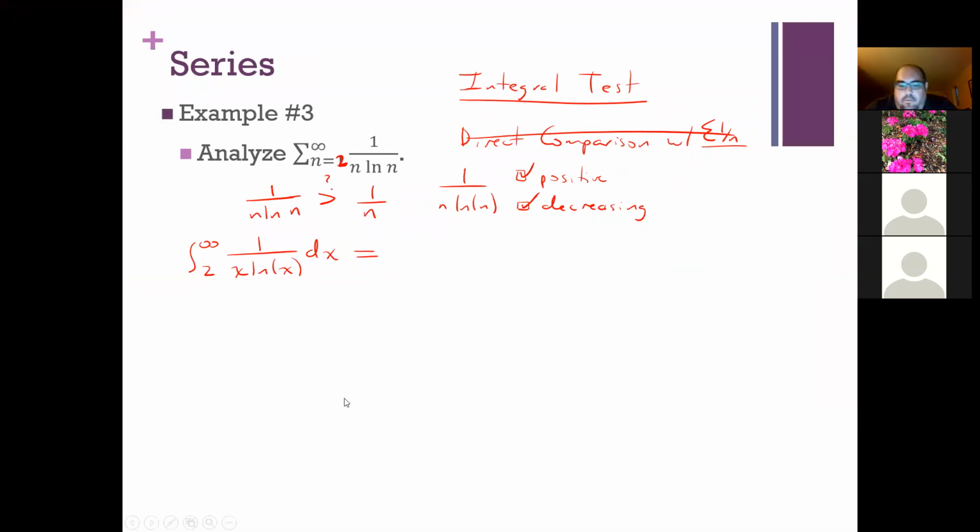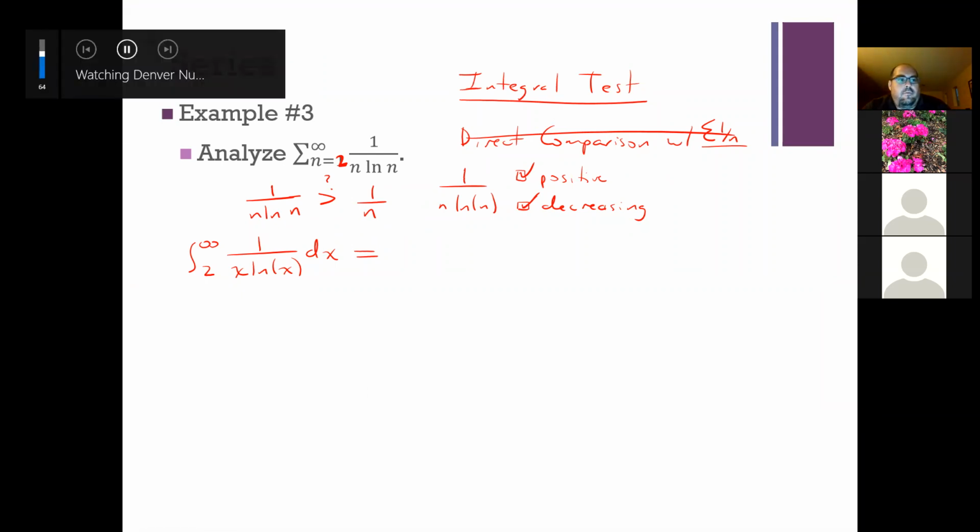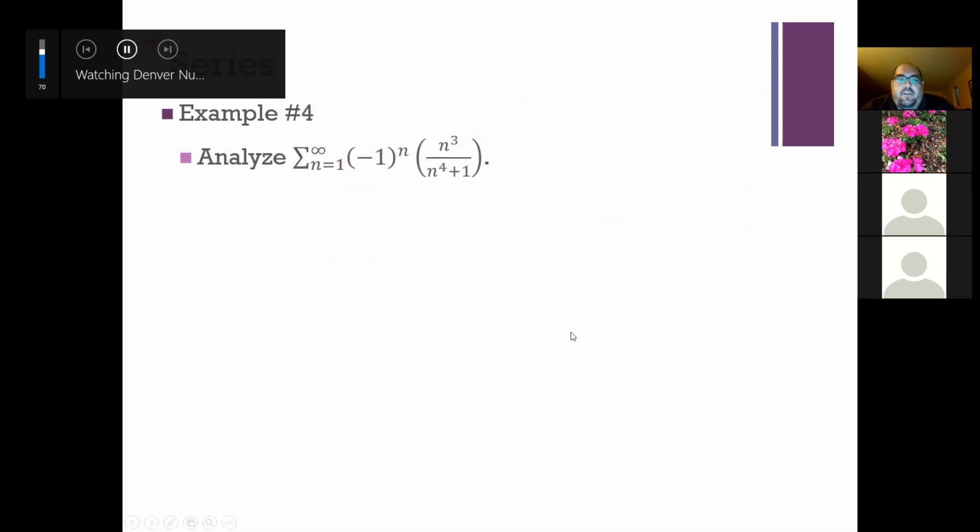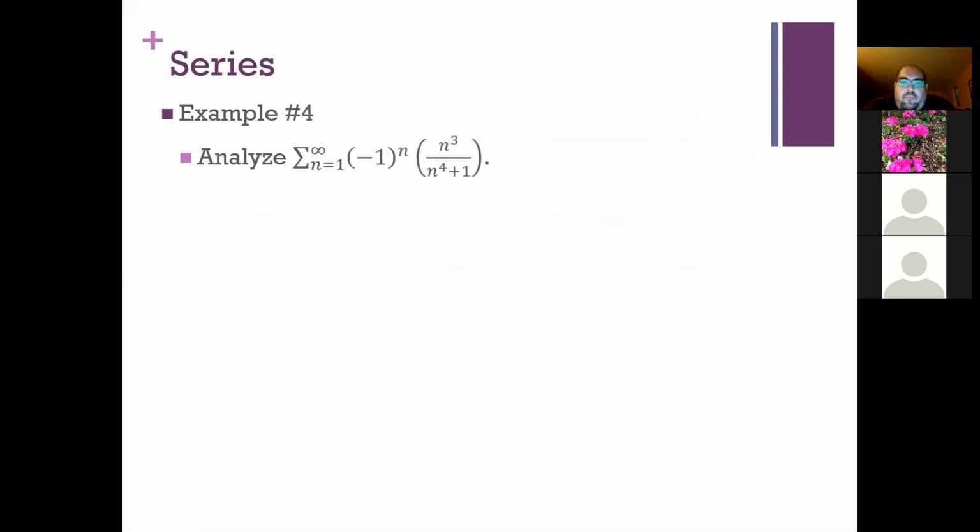All right, let's go ahead and keep going. So next example here. What's a good test to apply here? The alternating series test. Alternating series test, and I think it's pretty clear why to choose that one, but that's a good idea. So now let's apply it.